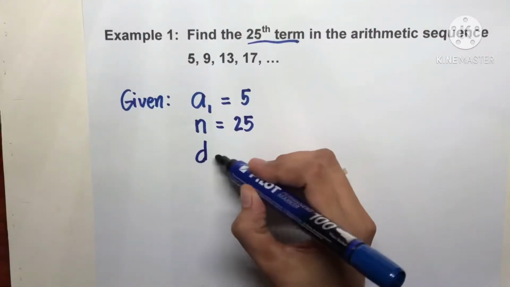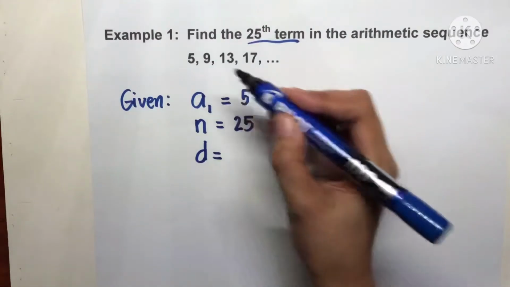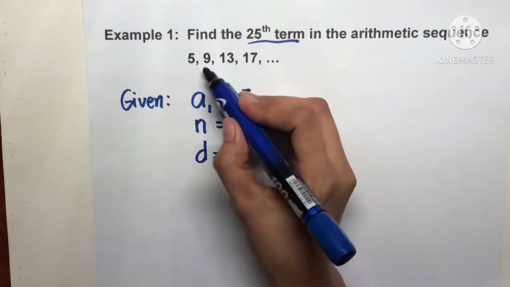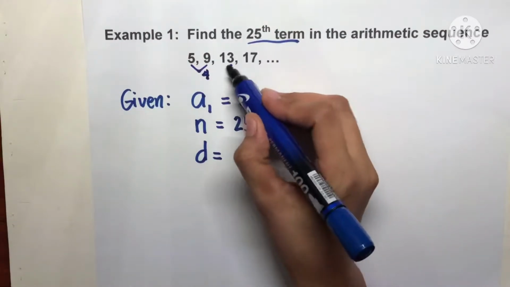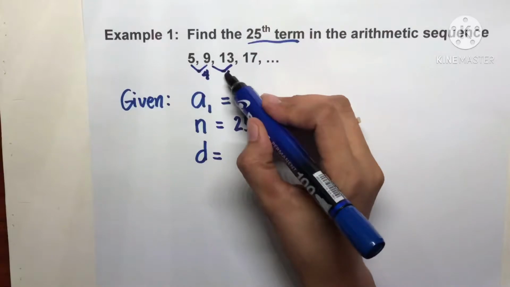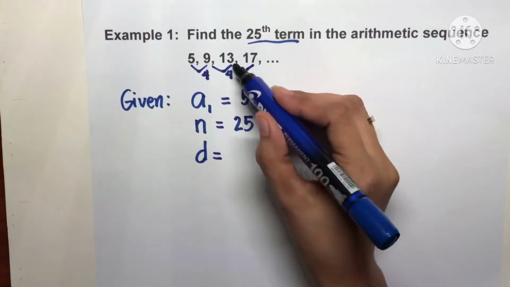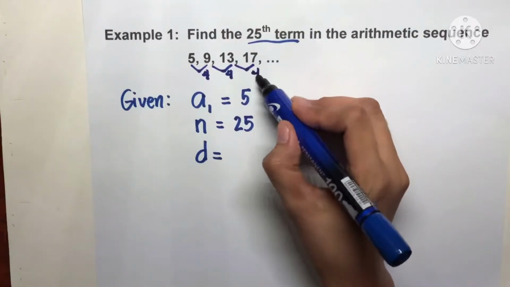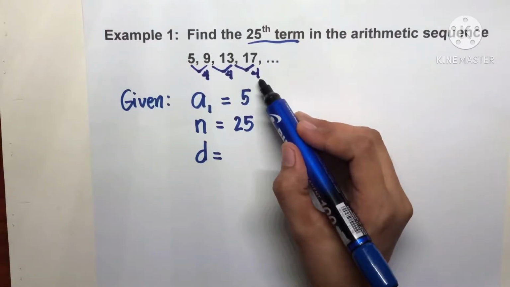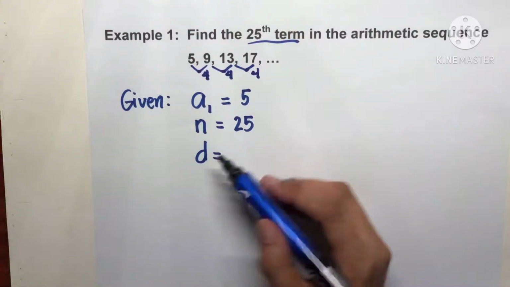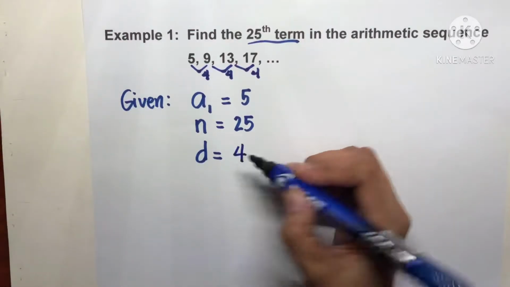Our d, the common difference. So to find the common difference, we have 9 minus 5 equals 4. 13 minus 9 is also 4. 17 minus 13 equals 4. Notice that they have a constant difference which is 4. So therefore, our d or the common difference here is 4.